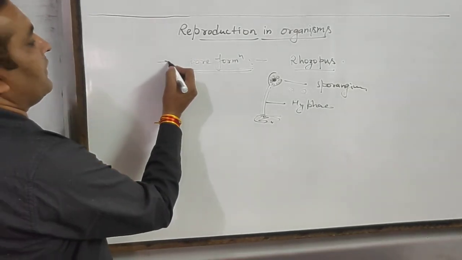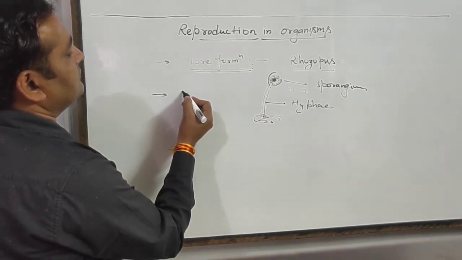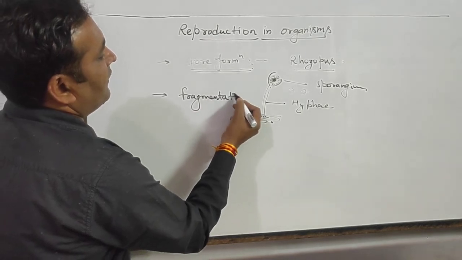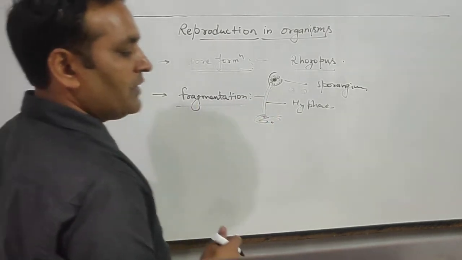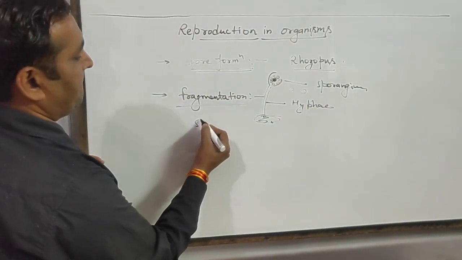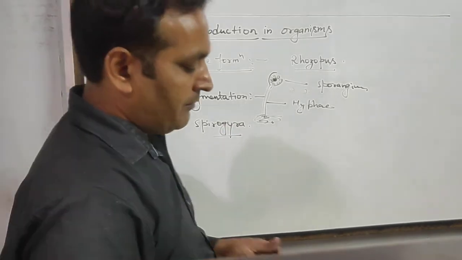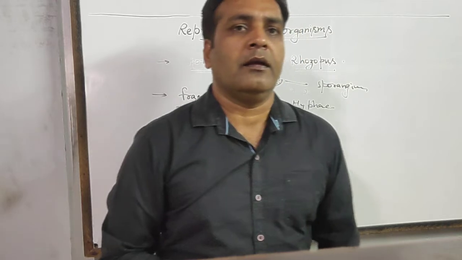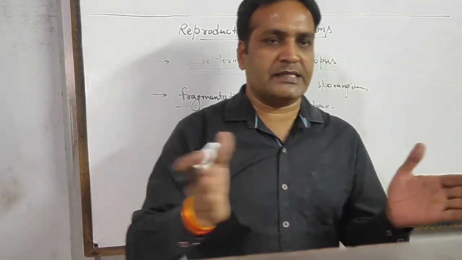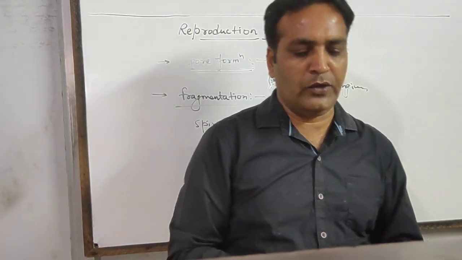Another mode of asexual reproduction is called fragmentation. Fragmentation is a very common mode of asexual reproduction found in different algae, as in spirogyre. In case of fragmentation, the entire filamentous structure of algae detaches mechanically into parts, and each part behaves as a new individual.